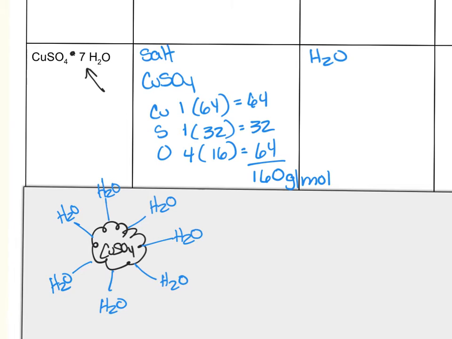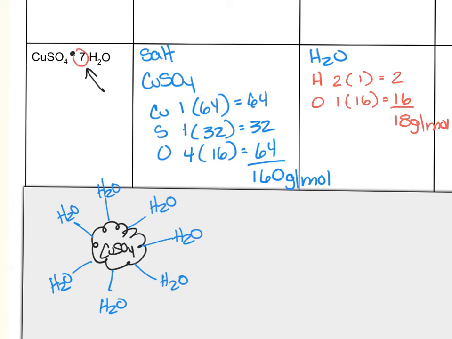Now let's go ahead and calculate how much the water's atomic mass or gram formula mass is. We're going to take hydrogen. There's 2 of them. Oxygen, there's 1 of them. Each hydrogen has a mass of 1. Each oxygen has a mass of 16. We're going to get 2 and 16, and that is 18 grams per mole.